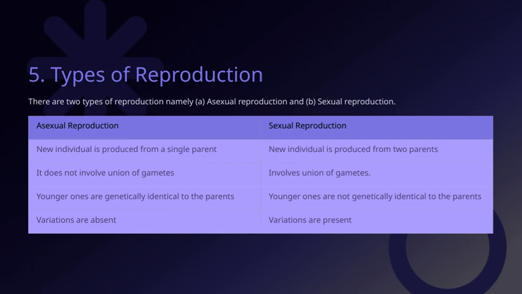So, in summary, asexual reproduction is quick and results in identical offspring, while sexual reproduction promotes diversity but requires more time and energy. Both types play important roles in different organisms and contexts, fitting into the bigger picture of how living things reproduce and pass on their traits.